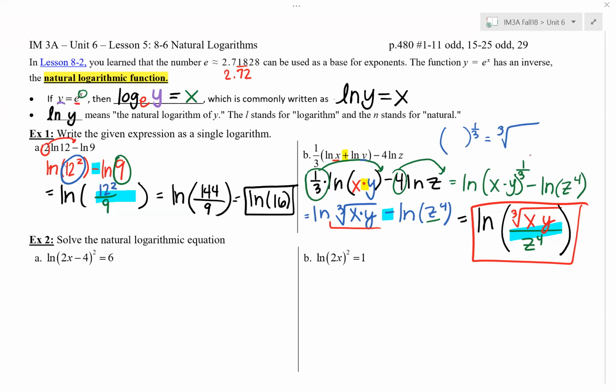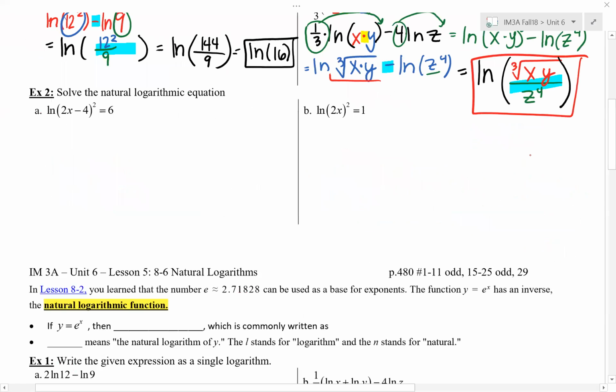For example 2, we're solving natural log equations. What we did in the previous lesson when we solved general log equations, what we're going to do here is we want to get it to become log equal to a number. That way we can switch it to become e to the number equals that something. That's our major idea, and I'm saying equals e to that number of something.